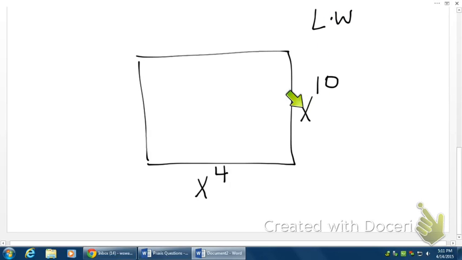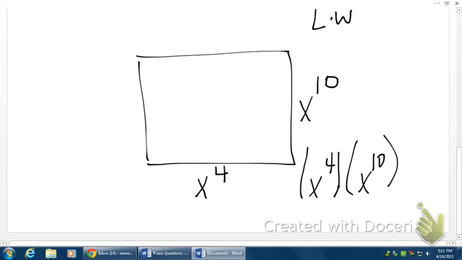Same thing here. X to the 10th is my width. X to the 4th is my length. Just multiply those out. So if I write an expression to express it, if I want to simplify it, just multiply that out. You actually end up with, now we're multiplying these terms. So you actually are adding them, so it becomes x to the 14th. Okay?